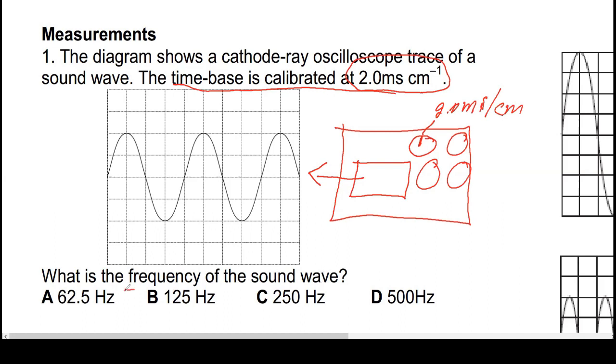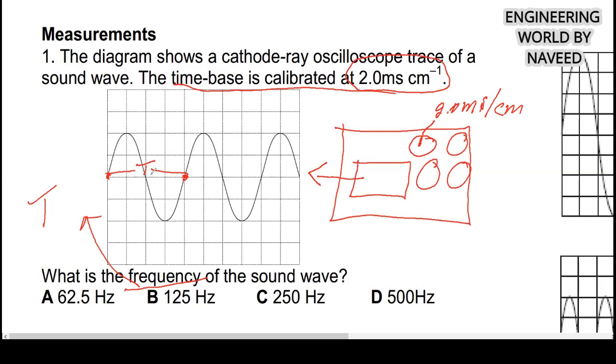For frequency I need the time period. Time period is the complete revolution of the signal. So from here to here, this signal completes one revolution. That is your time period. Now count the boxes. This is 1, 2, 3 and 4.